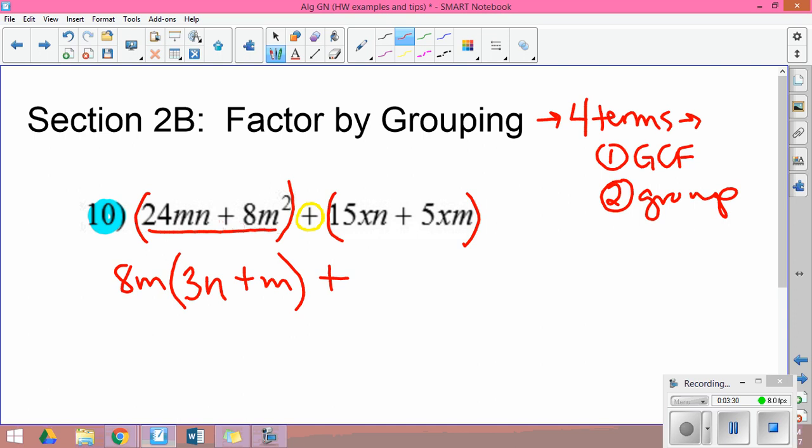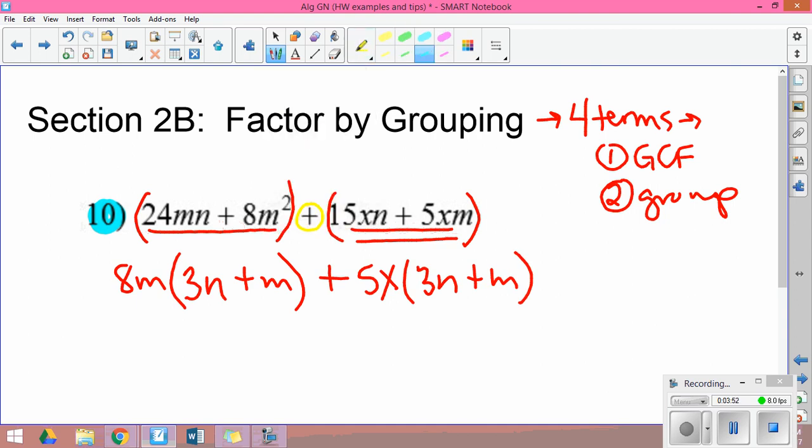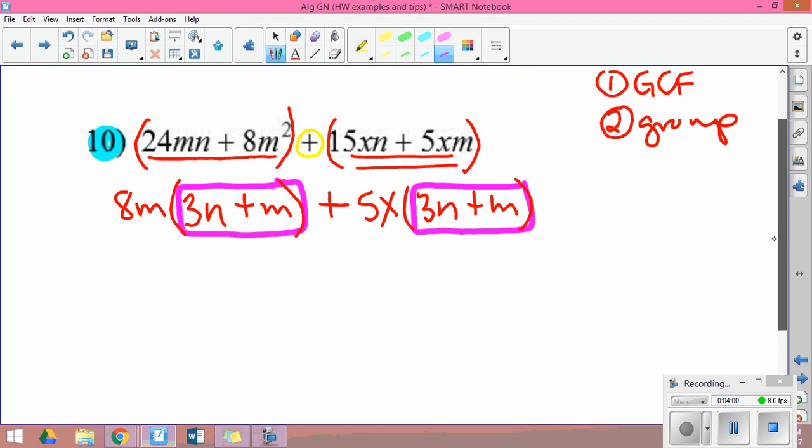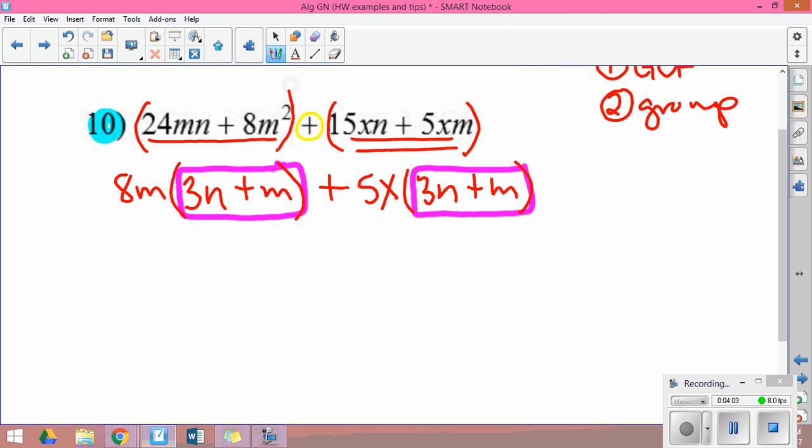That plus sign stays. Now I'm looking for the greatest common factor of that pair, which is 5x. That's what they have in common. If I divide 15xn by 5x, I'm left with 3n. 5xm divided by 5x is m. And this is exactly what I want to have happen, because now this quantity right here and this quantity are exactly the same. Anything in a quantity is a single number, so that means that is a greatest common factor. So I'm going to take that out, and it will come out front.